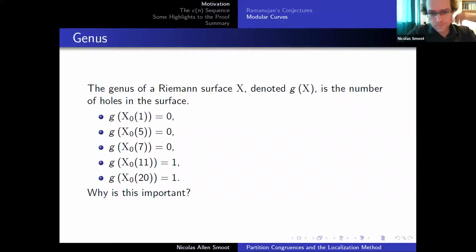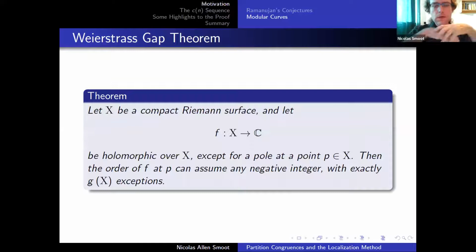Okay, so why is this important? Well, here's the, and this isn't the complete Weierstrass Gap Theorem, actually. I'm only giving you like a shorthand version of it. The idea is if I take a compact Riemann surface X, and I have a function f that's holomorphic over X. First of all, it can't be holomorphic over all of X. So it has to have a pole at least somewhere. But we can imagine having a function that's holomorphic over all of X except for a single point on X. And we can say f has a pole at that point. Okay. Then the order of our function f at that point can be any negative integer we want with exactly g exceptions. g is the genus.